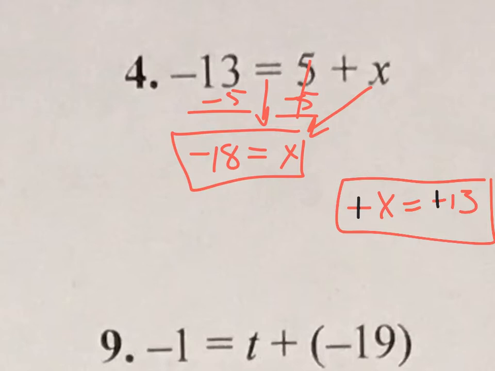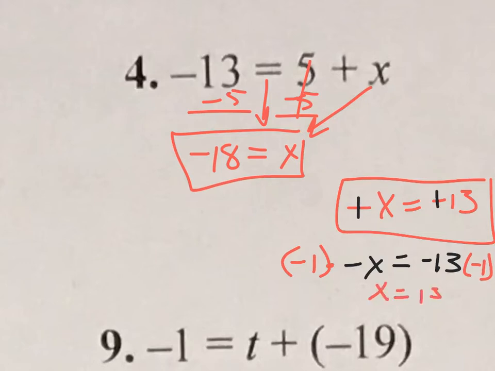I mean, the actual explanation for negative x equals negative 13 is that you're going to multiply the left side by negative 1, and you're going to also multiply the right side by negative 1, and that's how you get positive x equals positive 13. But it's easier to just change the sign and change the sign.